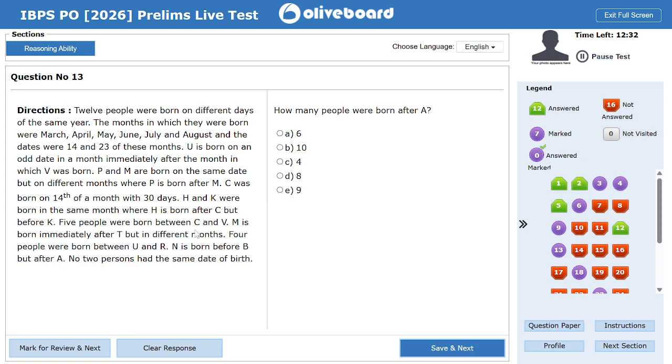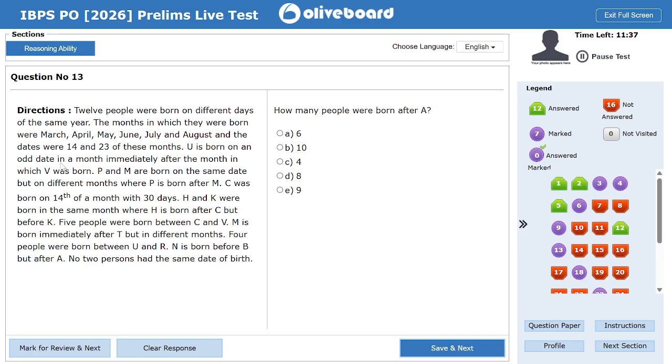ओके. सो मार्च, अप्रैल, मई, जून, जुलाई, अगस्त. दो डेट है 14 और 23. March 31. ओके. 6 नहीं है. ओके.